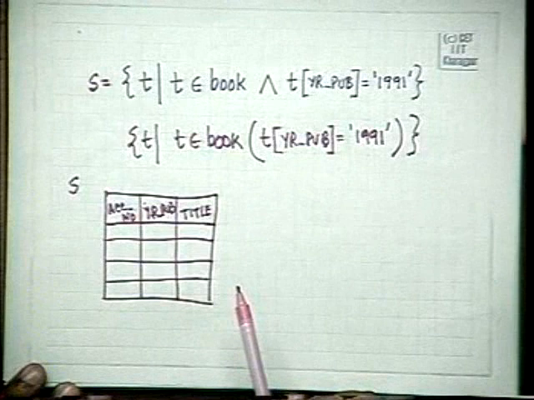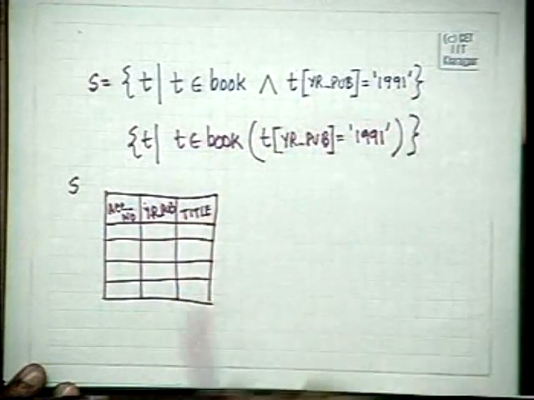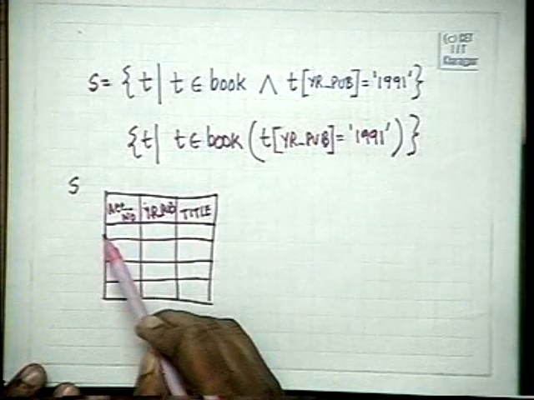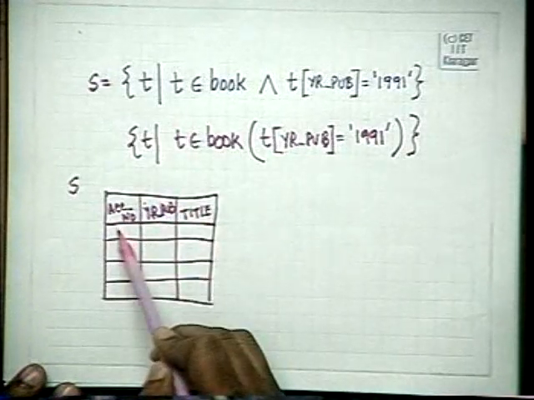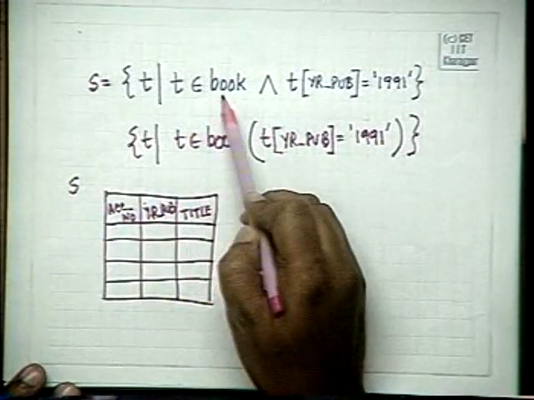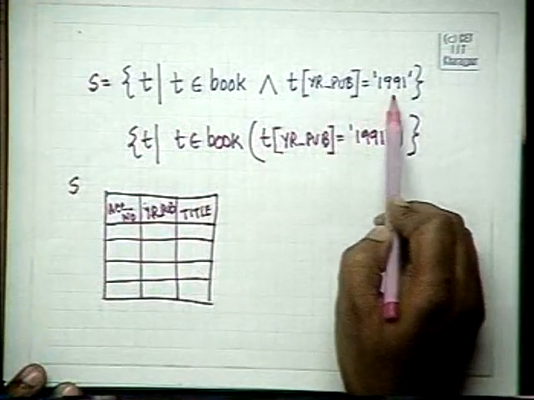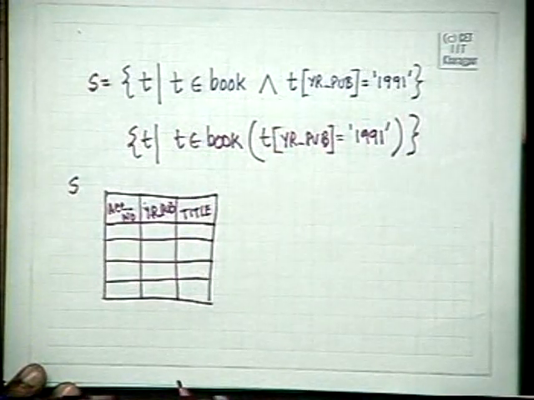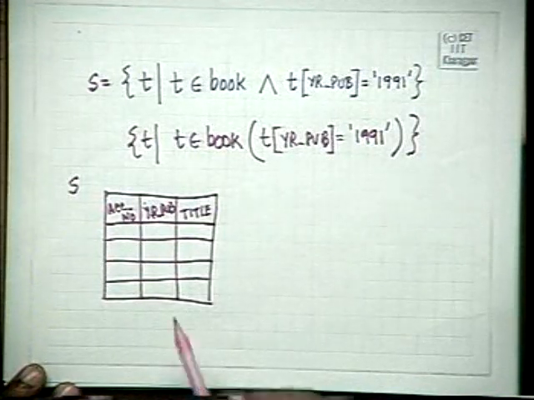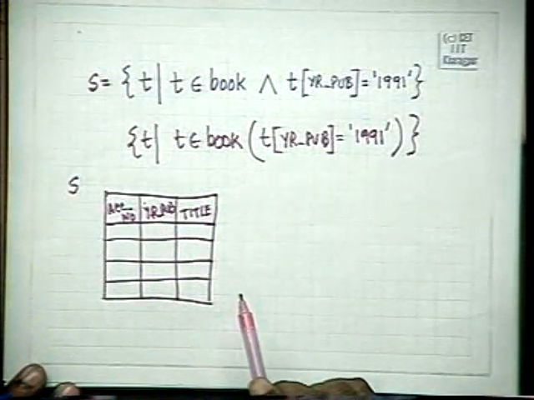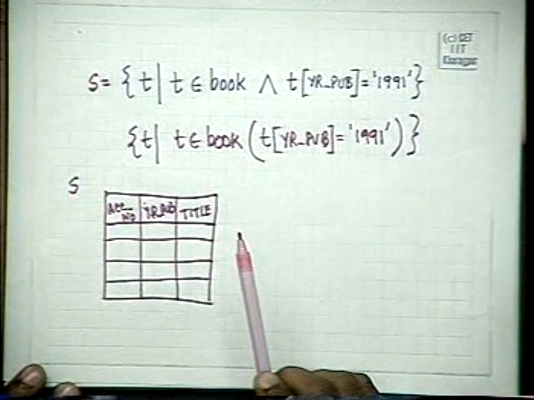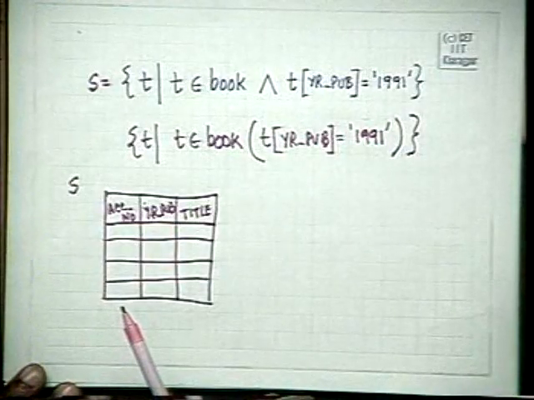Now what are the tuples? For every tuple, this relation must be satisfied. For every tuple in S, this relation must be true. So if there is a tuple in S, for that tuple T must be an element of book and year of publication must be 1991. So that way we will be able to obtain in the new relation S the set of tuples which are those books which are published in 1991. We will be able to get those books which are published in 1991.